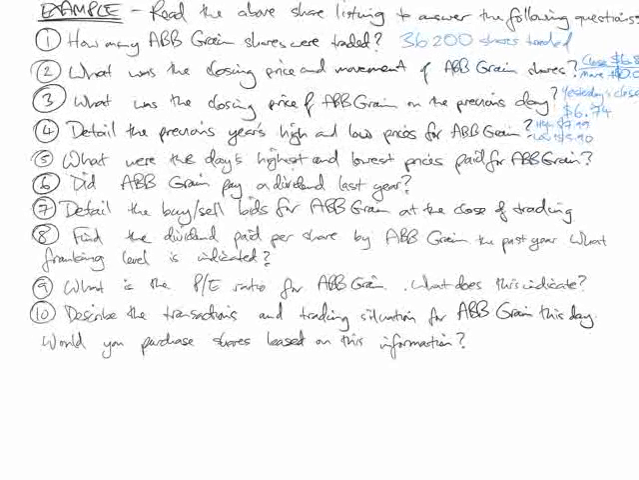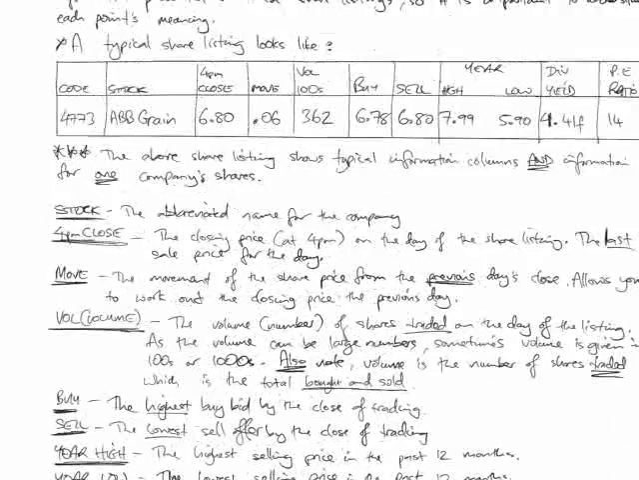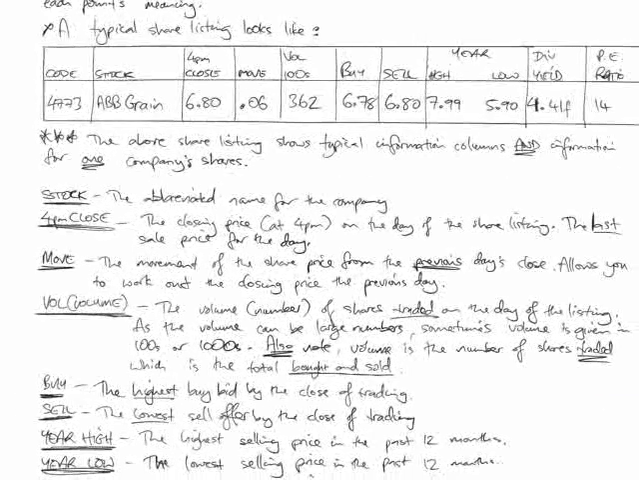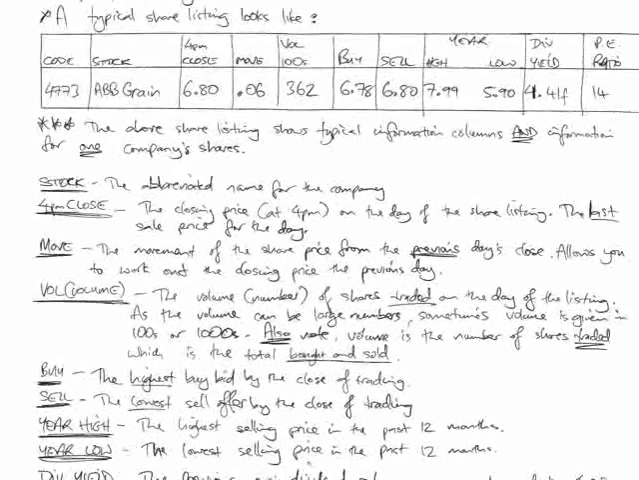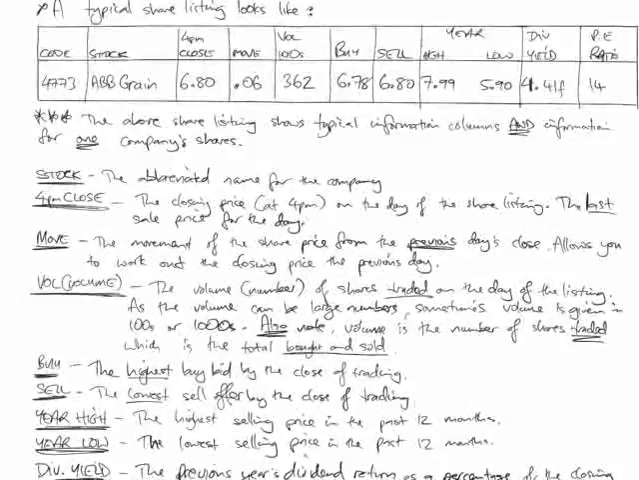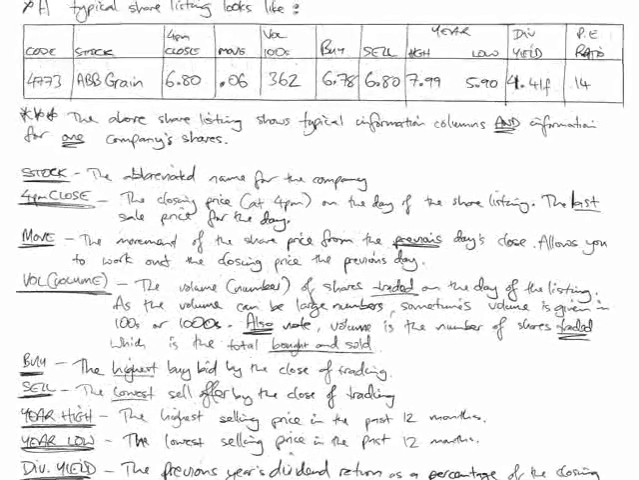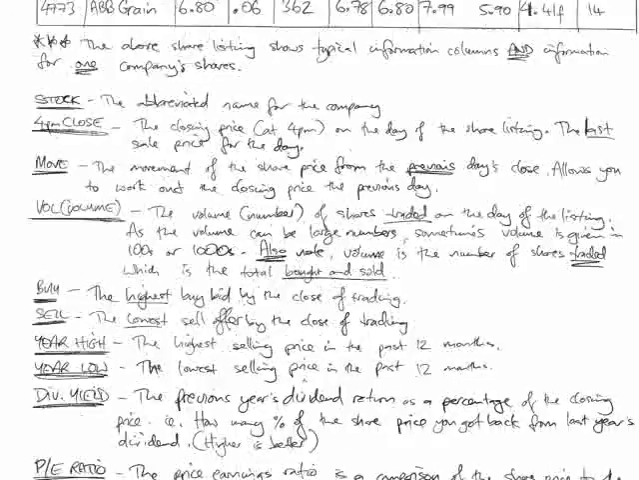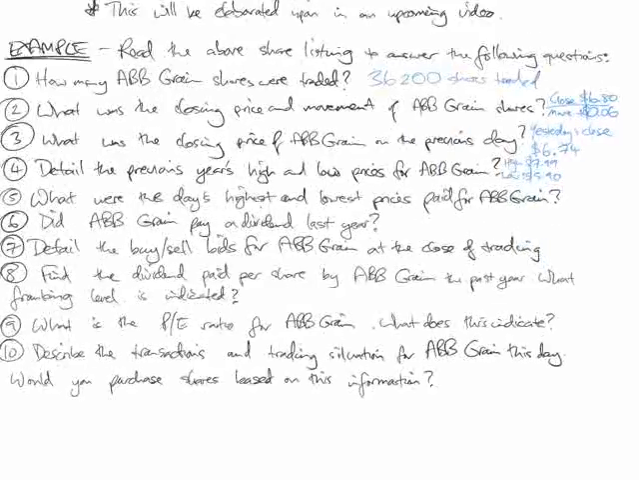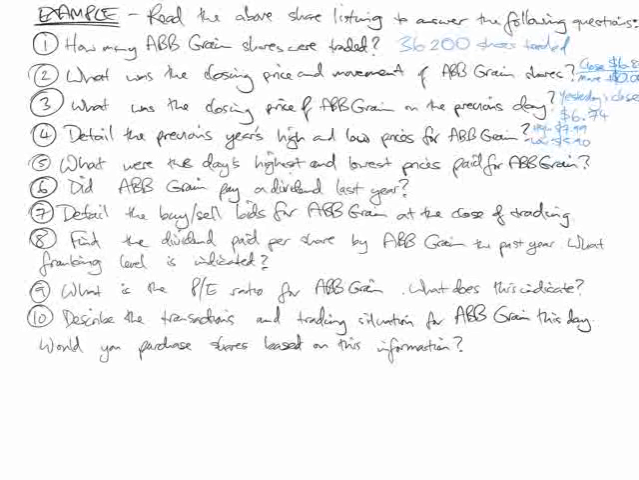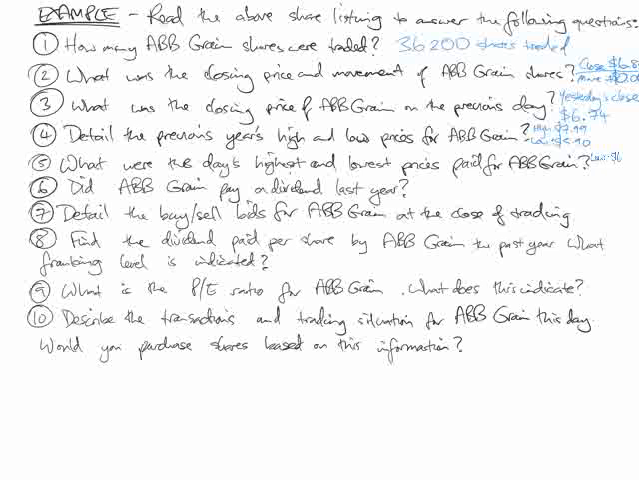5. What were the day's highest and lowest prices paid for ABB Grain? Highest and lowest prices, $6.78 and $6.80 we have. So lowest, $6.78. High, $6.80.